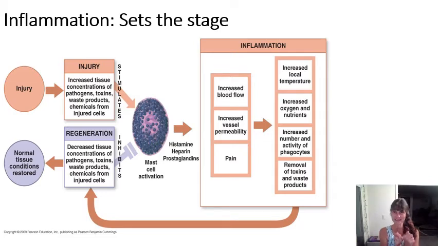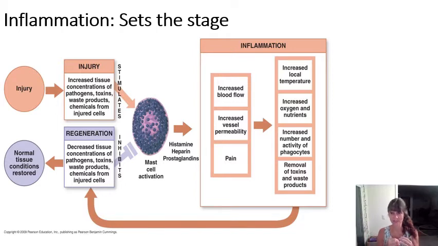With the histamine, we have increased blood flow through vasodilation and increased capillary permeability. The heparin is going to prevent blood from clotting, and prostaglandins are going to send signals that there's pain. This will cause an increase in local temperature or heat, increased flow of oxygen and nutrients to the damaged area, as well as an increase in the number of special cells known as phagocytes.